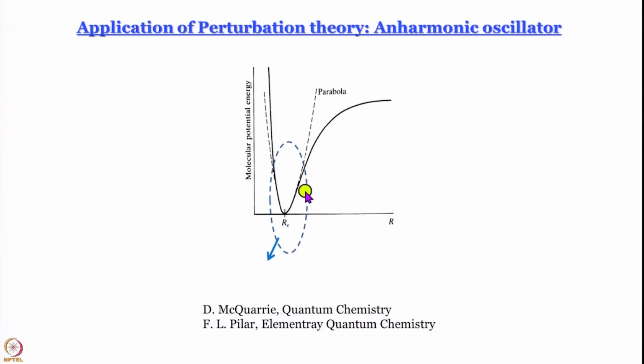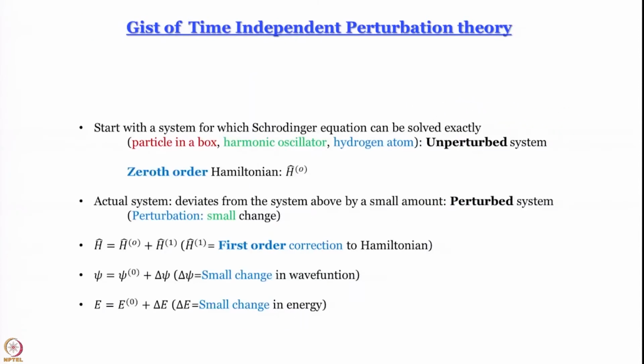An anharmonic oscillator means one that is not actually parabolic, rather for longer distances it curves downwards and goes to 0 asymptotically, right. But before that, let us once again remind ourselves what we have learnt about perturbation theory. We have learned that you always start with a system for which the Schrodinger equation can be solved exactly. In the case we are going to discuss today, that system is going to be the harmonic oscillator. This is an unperturbed system, and the Hamiltonian of the unperturbed system is called the 0th order Hamiltonian. 0 means 0 perturbation, no perturbation has come.